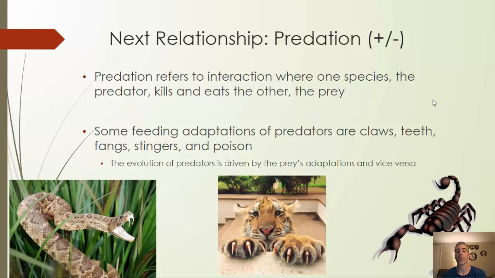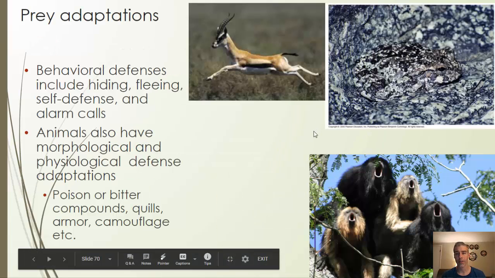So some of the adaptations for predators are things like claws, teeth, fangs, stingers, poison. If there are animals that have those things, and when I say teeth, I mean sharp, ripping teeth, those are most likely going to be predators. Okay, so think about anything you think of as being a predator, they have one of those characteristics. So on the other hand, what are the prey adaptations?